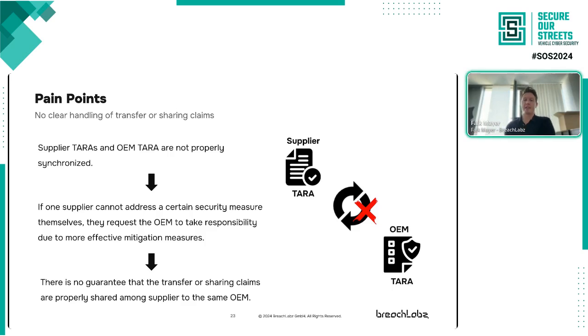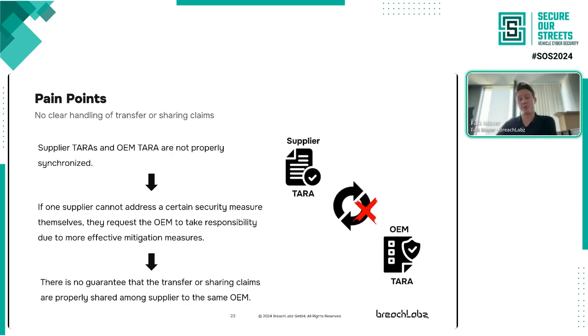So for example, if we take one supplier that can't address a threat they have analyzed with a proper security measure themselves, they might reach out to the OEM and say, could you please take a look at this? I think everybody has heard this phrasing: due to more effective mitigation measures being outside of our scope. And then the OEM can say, yes, this is probably reasonable because we are responsible for the wiring harness and we know where to route it. So the access to it is on our side.